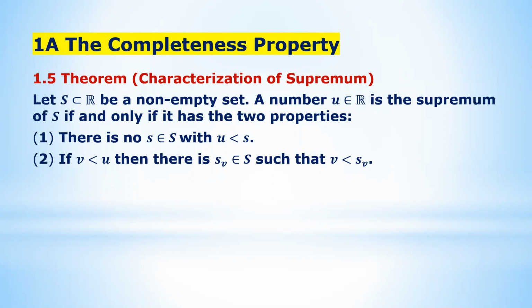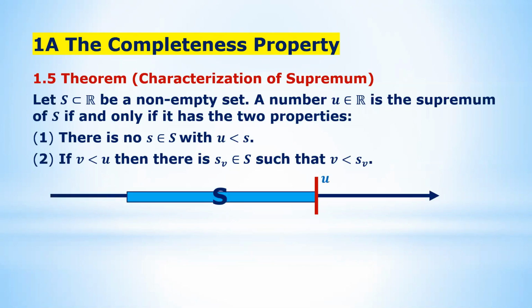It looks like we're making things too complicated, right? Because you can see supremum is a very clear concept, and now we're talking about two properties, property one and property two. What I'm saying is that this supremum concept is equivalent to one plus two. But actually they're not complicated. They're very simple.